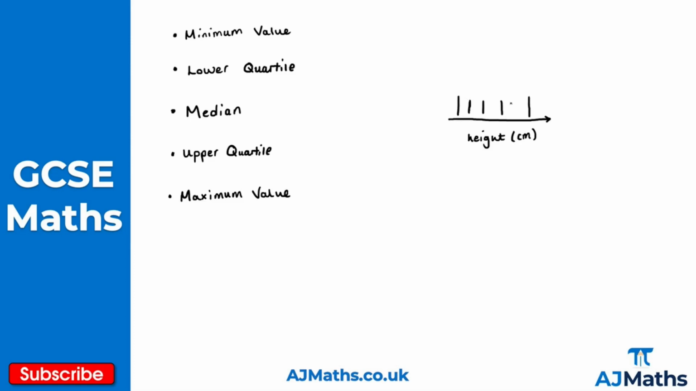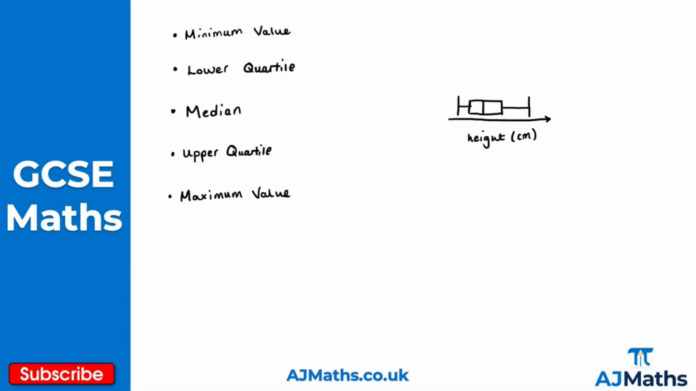These three middle values, the lower quartile, the median, and the upper quartile, form the box. So if we join these up, we get something that looks like this. Okay, that's the box for our box plot. What we need to do now is connect the box to the minimum value and the maximum value. We get something that looks like that.